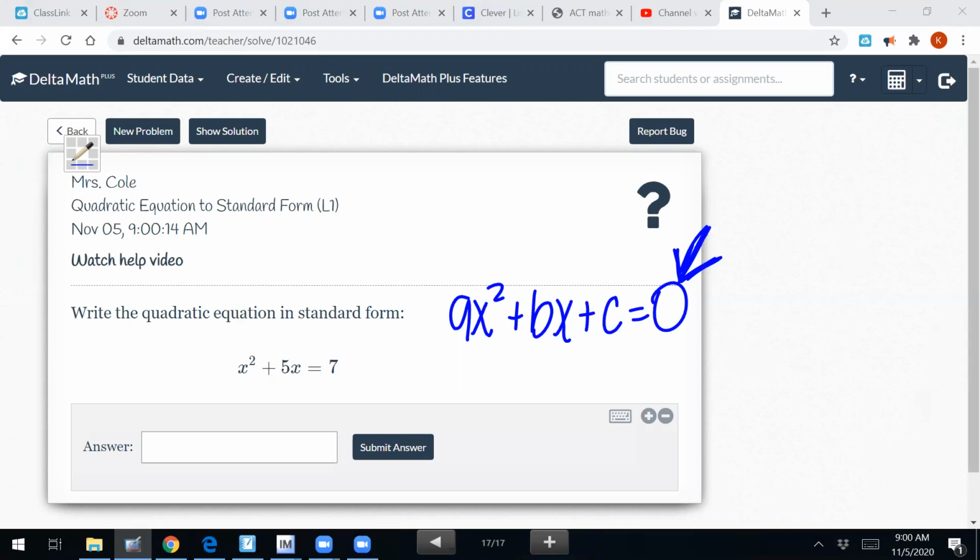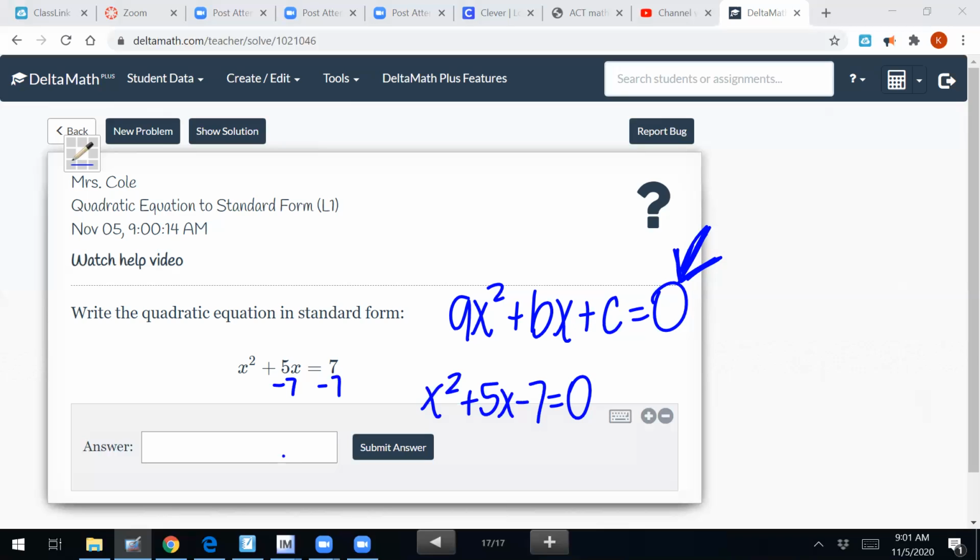So I'm going to subtract 7 on both sides. That's going to give me x squared plus 5x minus 7 equals 0. It has to be in that order. You have to have the x squared first, then your x term, and then your minus 7. And that's what you're going to type in as your answer.